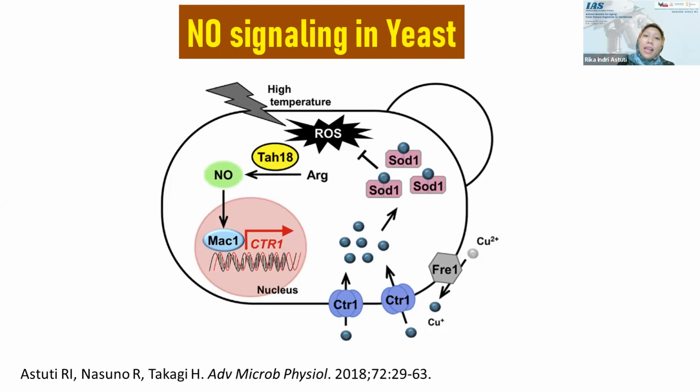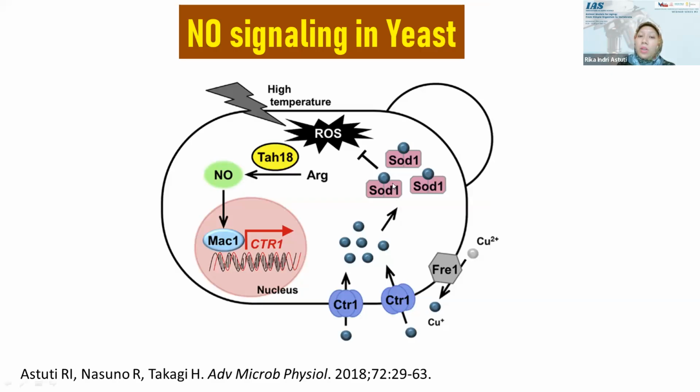Thank you. And intracellularly, nitric oxide is synthesized from the amino acid arginine by this protein called TH18, and the nitric oxide will further induce the transcription factor called MAC1, and the induction of MAC1 will result in the induction of the transcription of its downstream genes. One of them is CTR1. CTR1 encodes a protein in the membrane that is involved in the import of copper.